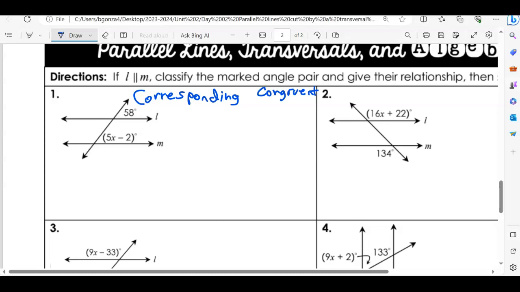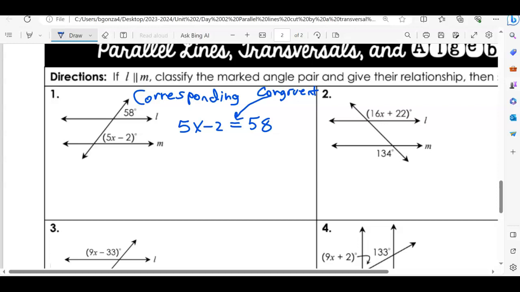So let's do that. Again, I know they're corresponding, which means they're congruent, or I can tell they're both acute, so they're congruent. Set them equal. So 5x minus 2 equals 58. Congruent is when you set it equal. Got that down? Now, can you solve that?